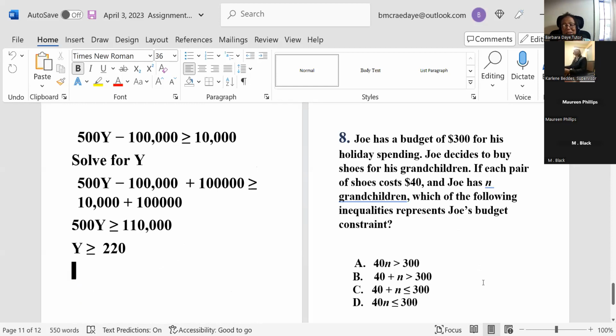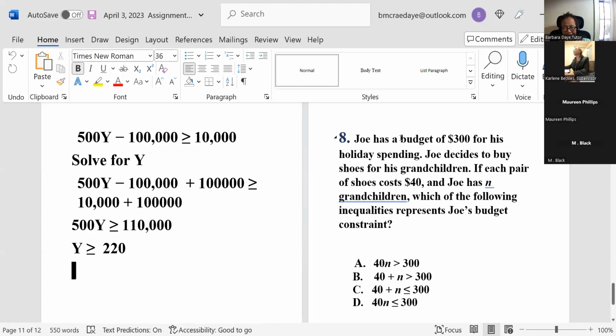Read it and tell me how you would solve it. Joe has a budget of $300 for his other spending. Joe decided to buy shoes for his grandchildren. If each pair of shoes costs $40, and Joe had 10 grandchildren, which of the following inequalities represents Joe's budget constraint?